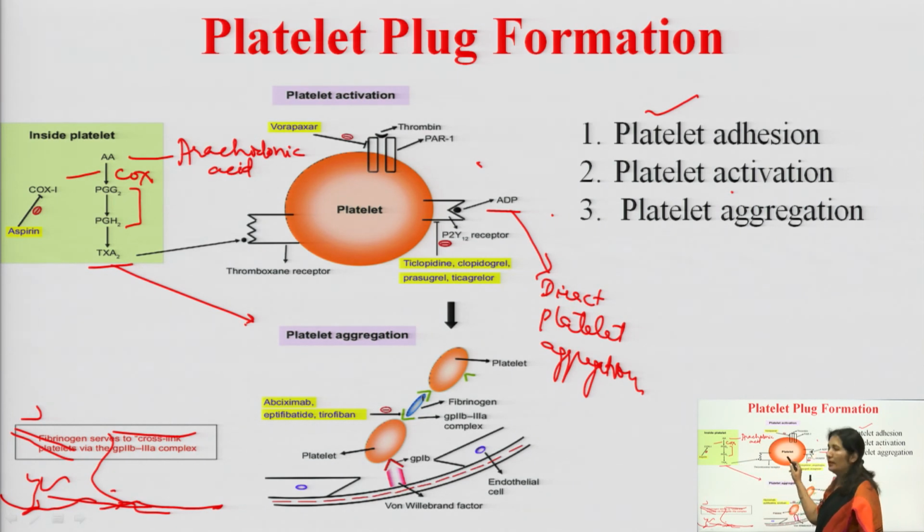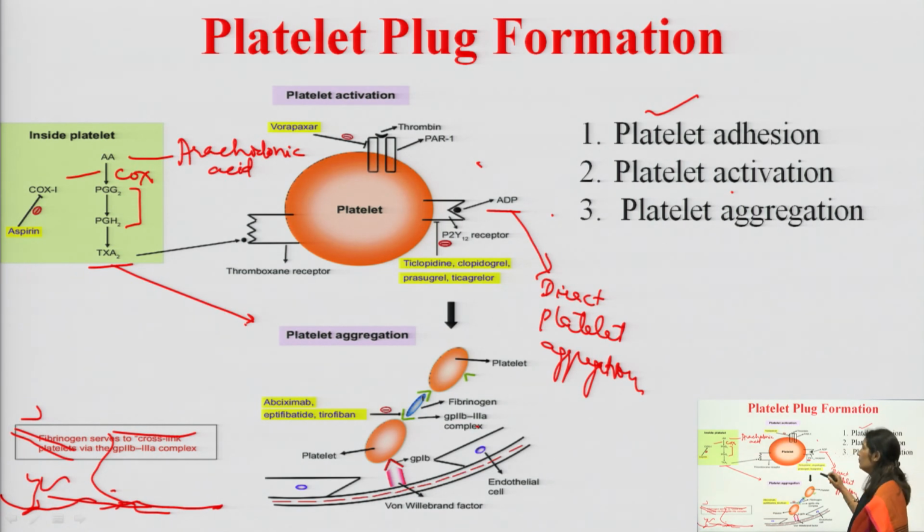Thromboxane receptors are present on the platelets. This thromboxane will further activate the platelets and cause their aggregation. How? They will stimulate this GP2B3A receptor, and then fibrinogen and von Willebrand factor will bind to this GP2B3A complex and will cause platelet aggregation at the site of injury, and thus a platelet plug will form.